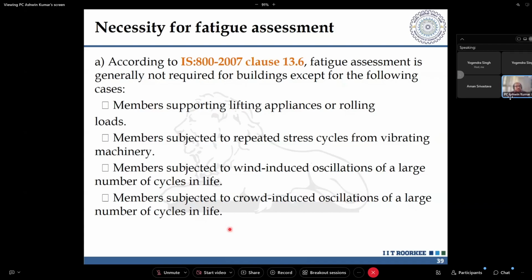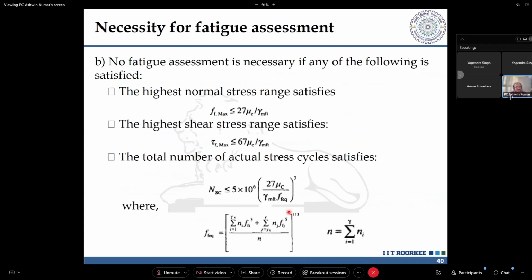Now, with respect to fatigue assessment, I said the code gives you when to do fatigue assessment. It gives you members supporting lifting appliances or rolling loads, members subjected to repeated stress cycles from vibrating machinery, members subjected to wind-induced oscillations of a large number of cycles in life, and members subjected to crowd-induced oscillations of a very large number of cycles in life. So you have this kind of structures wherein the fatigue assessment has to be done.